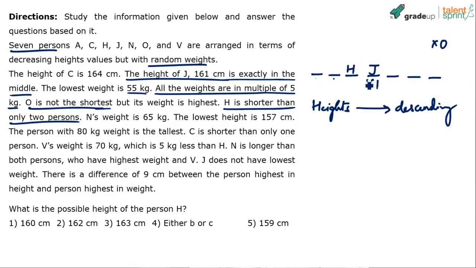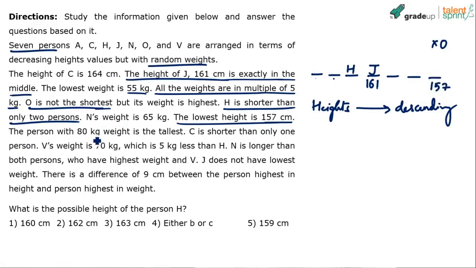So we can fix H in this position now. N's weight is 65 kg. Now where N is, is not known to us, so just leave it. The lowest height is 157 centimeter. Lowest you know is this position, right? Lowest in terms of height is this. So this should be 150 centimeter.